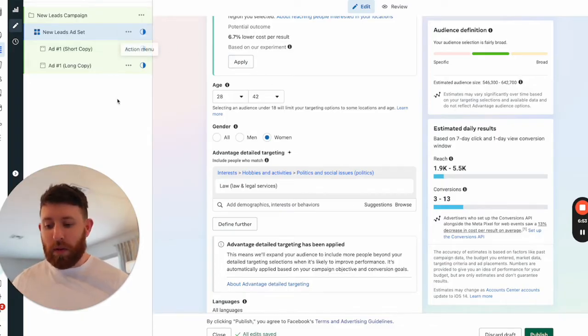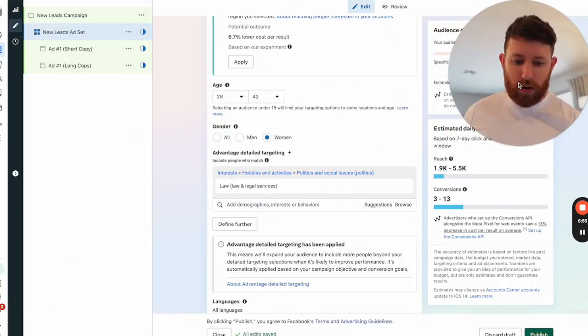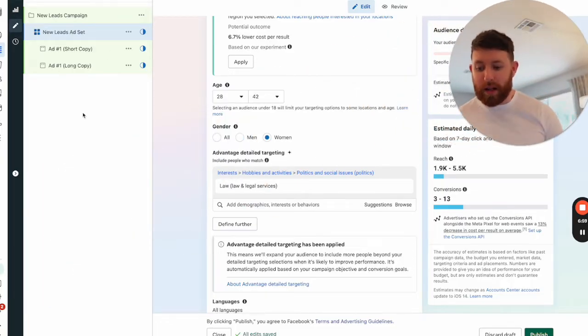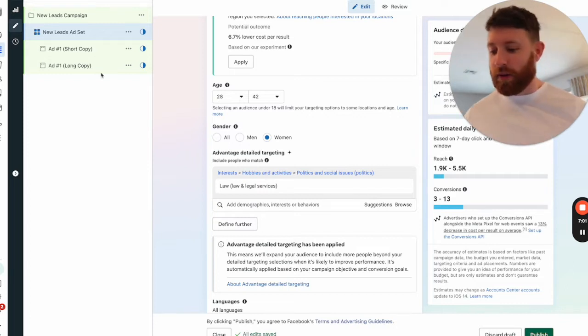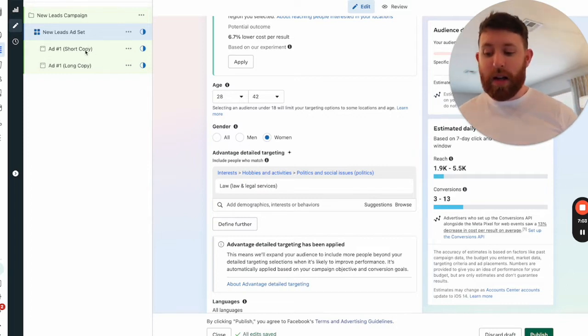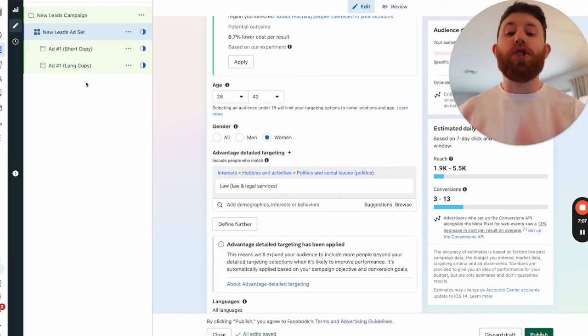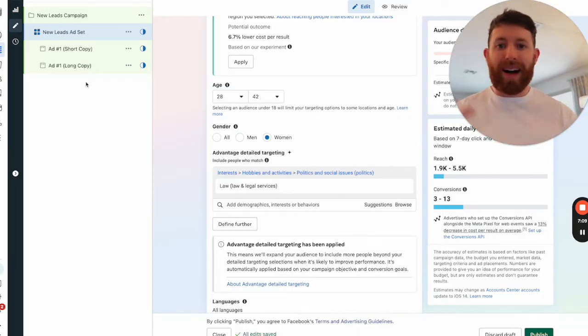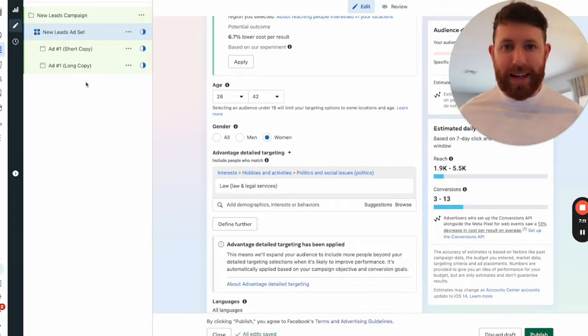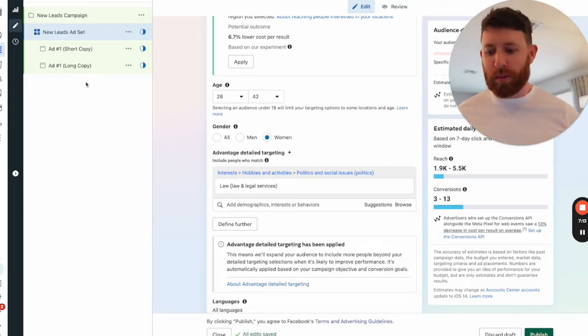Okay, so that's one thing that you can do. A second thing that you can do here is add additional pieces of creative to your campaign. I was actually recording a reel, so you'll see that coming out. We were talking about long copy versus short copy, and I was saying you should use both short form and long form copy in any campaign to lower your cost per lead.